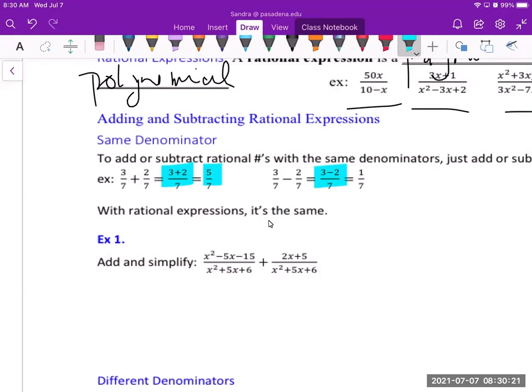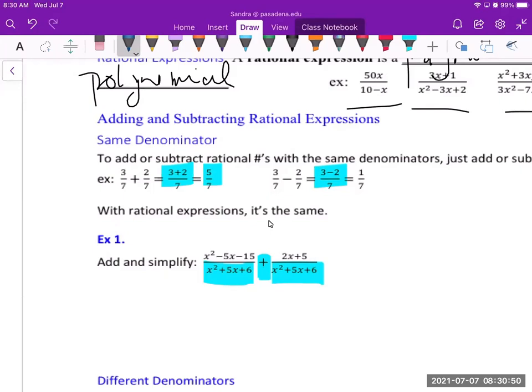The same rule is going to apply to rational expressions. Let's just say we have to add and simplify. So in this particular case, the first thing for me to check is that they have the same denominator. And they do. And because they have the same denominator, the second part that I'm going to check is to see the sign or the operation symbol. In this case, the operation symbol says to add them. So the only thing that I'm going to do is add the numerators.